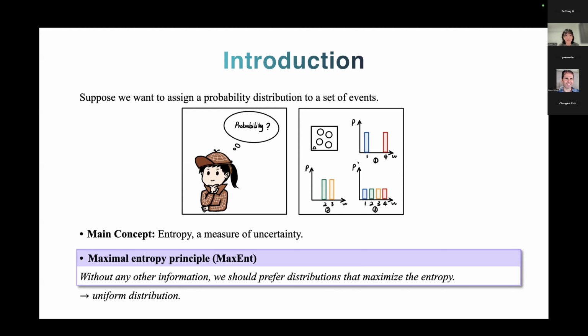So we have this concept called the maximal entropy principle, which is used to measure the uncertainty of a probability distribution. It means that in this scenario, if no additional information is given to us, we should prefer the distribution with the fewest assumptions. That means we should choose the final case, the uniform distribution, which maximizes the entropy.